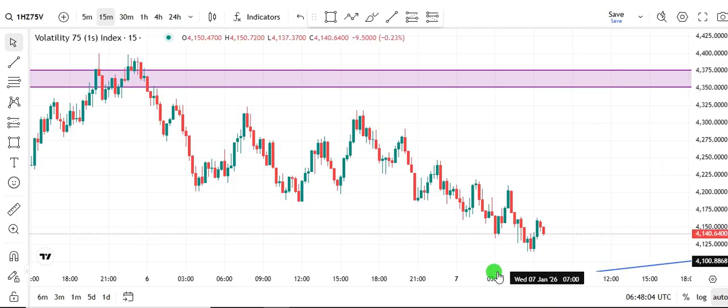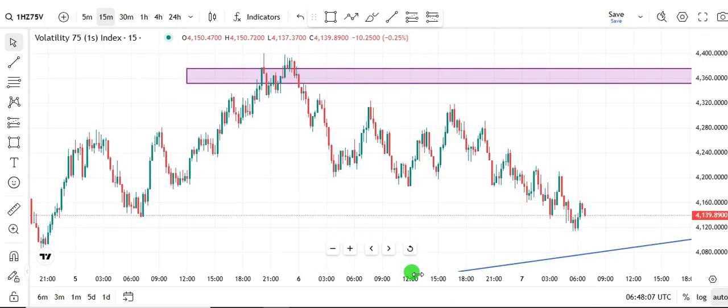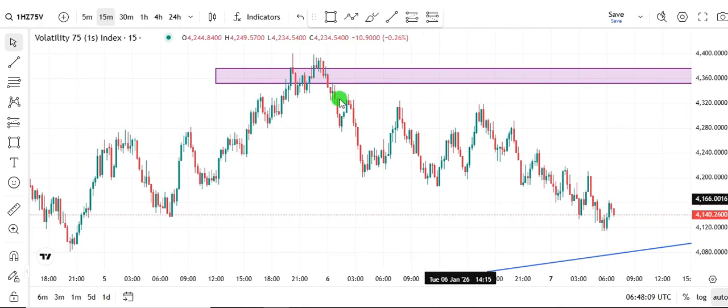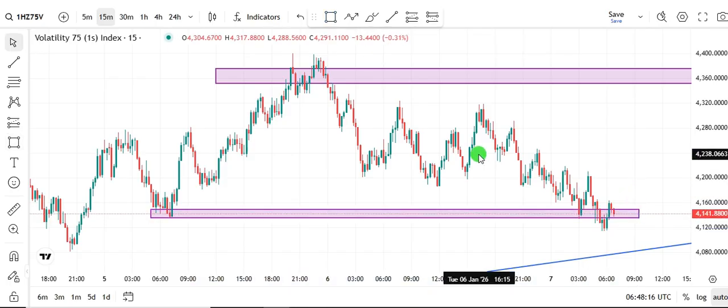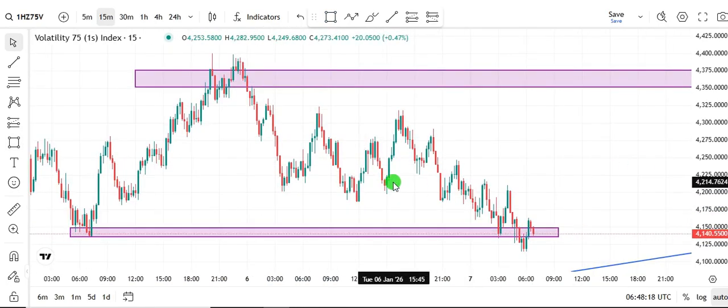So here is the 15 minute time frame we're using for our entry, and of course from here we can see the market is currently breaking previous structure and forming new ones, as we can see around this zone right here. So that means we'd be going short on this market.